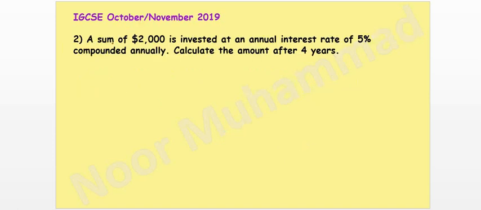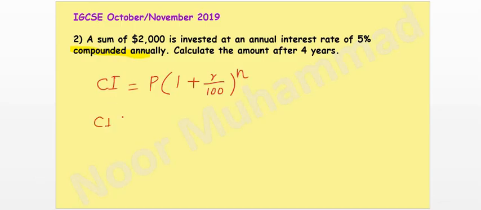Here is the question. This is also from the past papers. It says a sum of $2,000 is invested at an annual interest rate of 5% compound annually. Calculate the amount after 4 years. So how do we find? First of all, this is the keyword that tells us that we have to use the formula of the compound interest. So what is the formula for the compound interest? We write the principal amount, and then we write 1 plus whatever the rate is over 100, to the power n, right? Let's put the values into it.